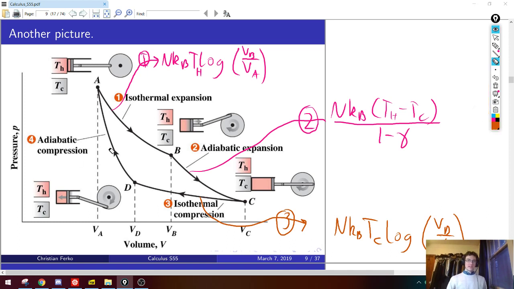And now finally, this last adiabat over here in step 4, well, actually I'm going to put that all the way over here just so we can compare them. But in this step 4, on the adiabats, we remember it's NKB times the temperature difference over 1 minus gamma, but what is the temperature difference, I'll ask you, in this final adiabatic compression?